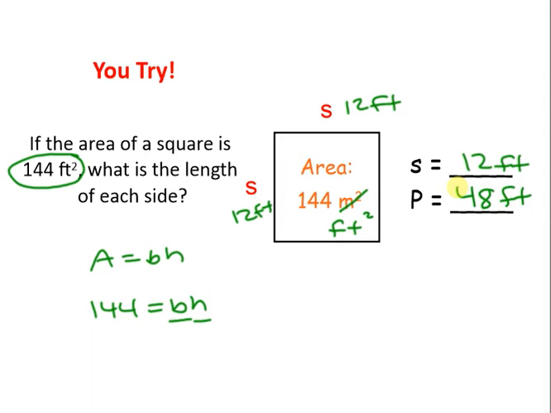All right, go ahead and hit pause if you're not done. So each side in this case would be 12 feet because 12 times 12 is 144. And then if I add up all of the sides, I would have 12 plus 12 plus 12 plus 12, which would give me 48, and that would be my perimeter.